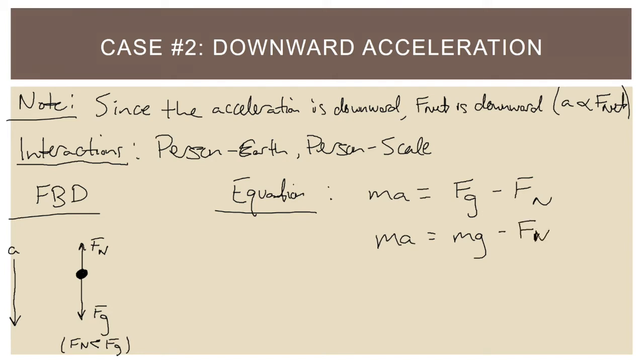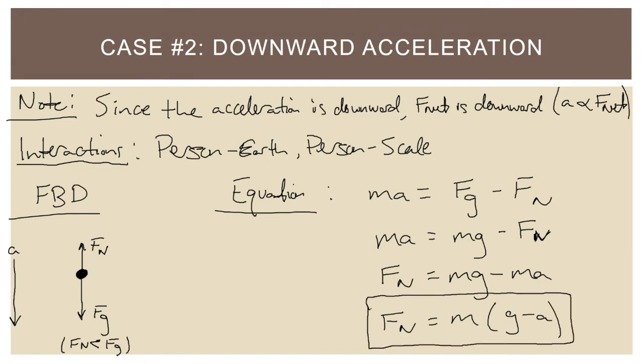And the whole point of this is to solve for the scale reading, so I'm going to go ahead and solve for the normal force. And I'm going to do that by adding the normal force over to the other side, and then plugging in the numbers here, I have mg minus ma. And just like we did before, the normal force here has an equation with mass in both of the terms, and so I can factor that out. So I have Fn equals m times g minus a.